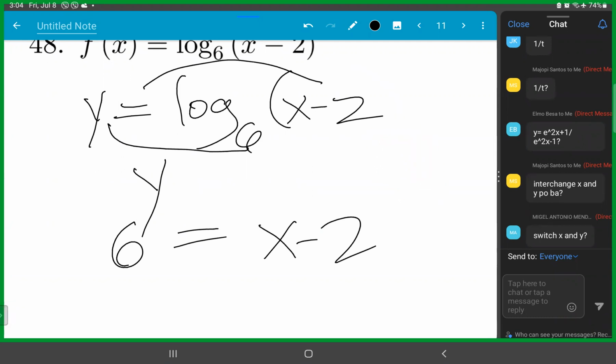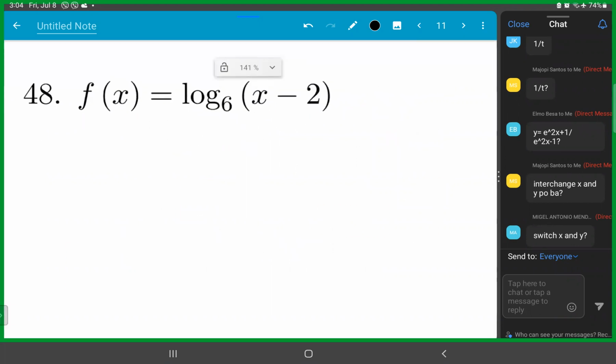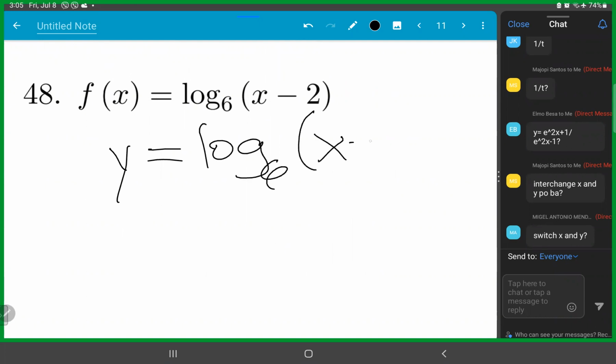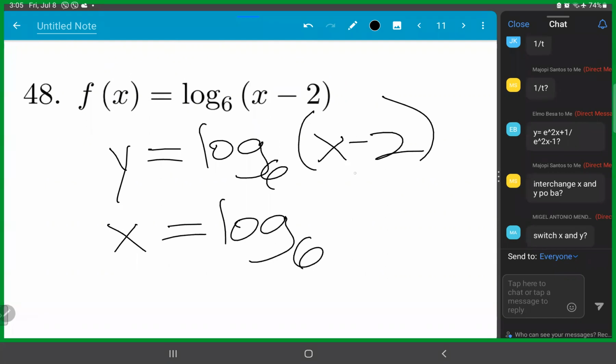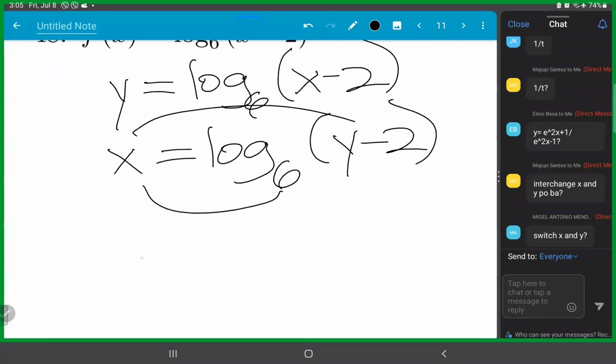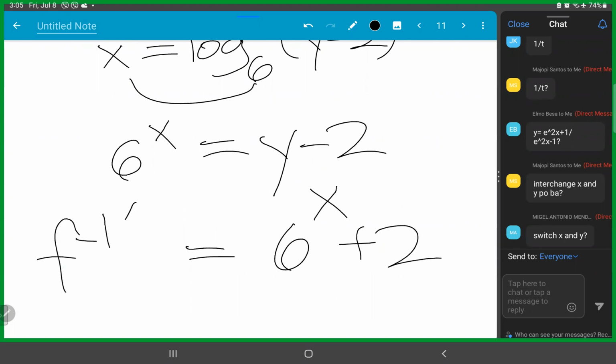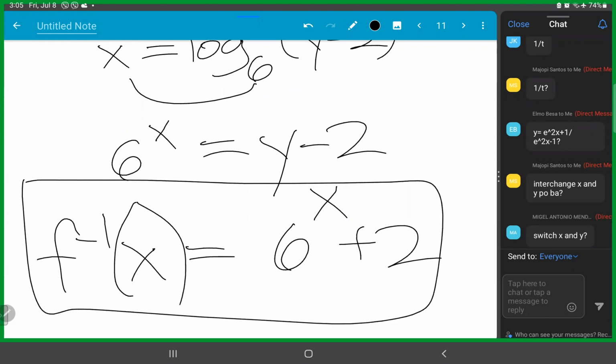And then, sorry, baliktarin ko muna ha. Bago tayo, ulitin ko. Baliktarin muna natin, switch, interchange natin. So magiging, right, this is y equals log base 6 of x minus 2. So x equals log base 6 of y minus 2. And then 6 to the x equals y minus 2. Solve for y. Ayan ang inverse. Call that f inverse of x base 6.